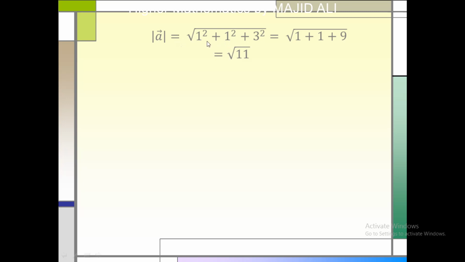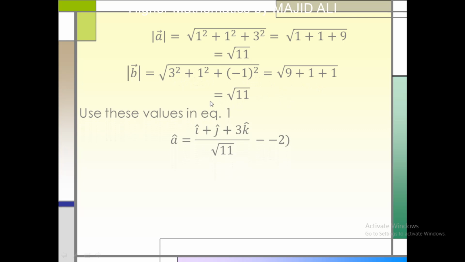This means x square, y square and z square, which is equal to 1 plus 1 plus 9, which is equal to square root 11. And the magnitude of vector b is similar: the coefficient of the i unit vector squared, the coefficient of the j unit vector squared and the coefficient of the k unit vector squared, which is equal to 3 square, 1 square and minus 1 square, which is equal to square root 11.